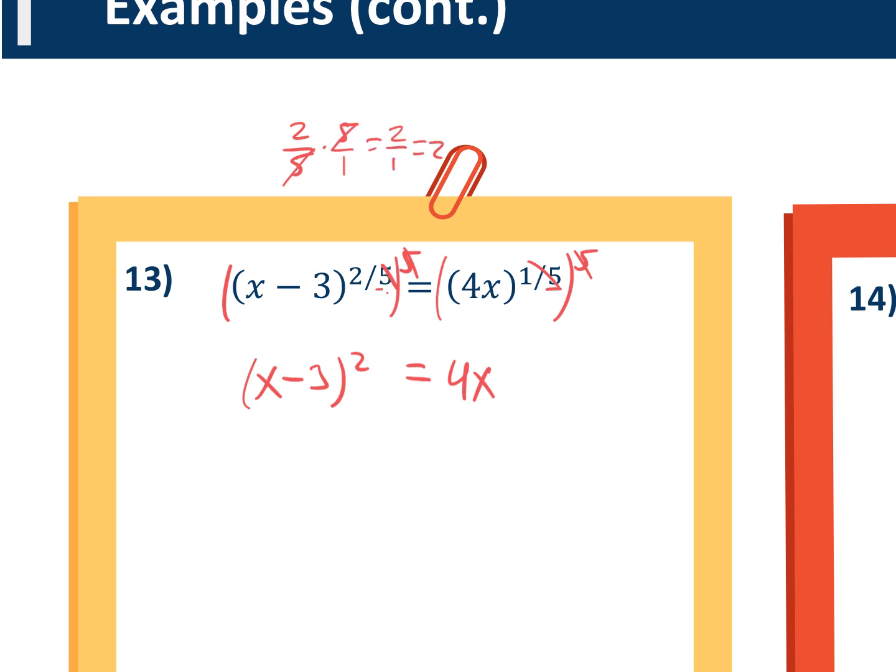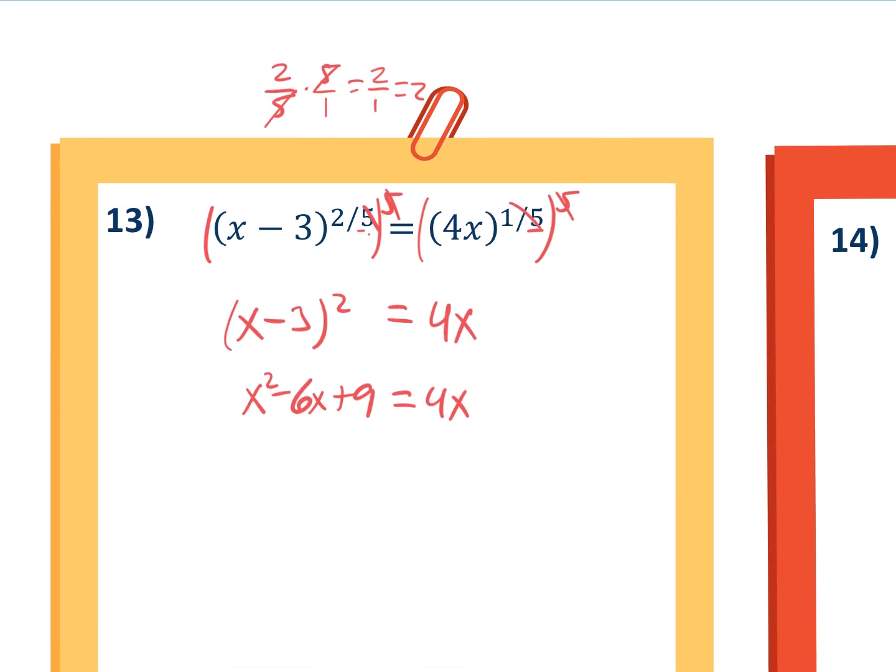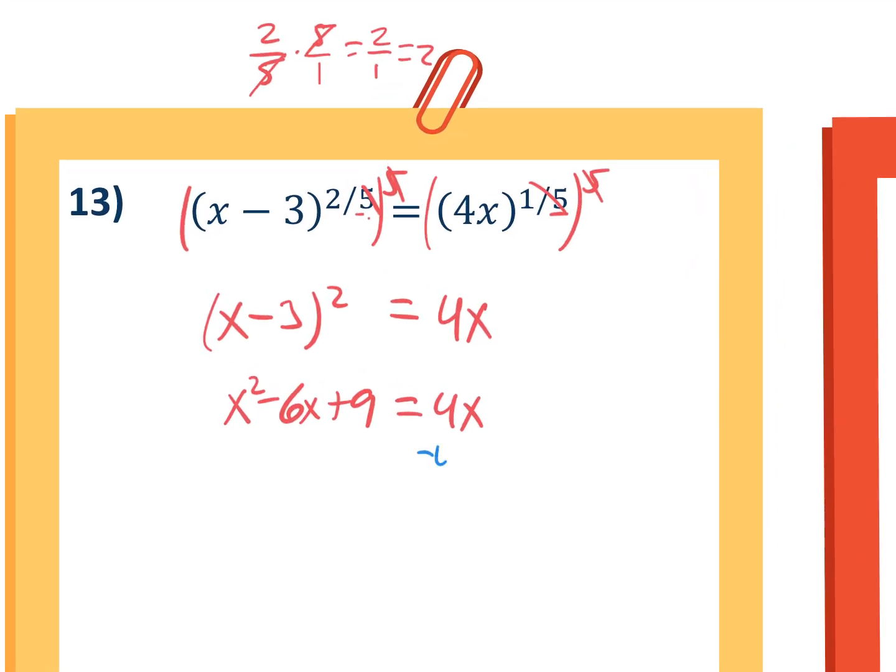right? So we get x minus 3 squared equals 4x, right? Let's FOIL this out, right? Again, do not distribute the square, right? So we want to write it twice and FOIL it. So we should get x squared minus 6x plus 9 equals 4x. All right, and now let's subtract 4x on both sides. Let's set this entire thing equal to 0. So we should get x squared minus 10x plus 9 equals 0.